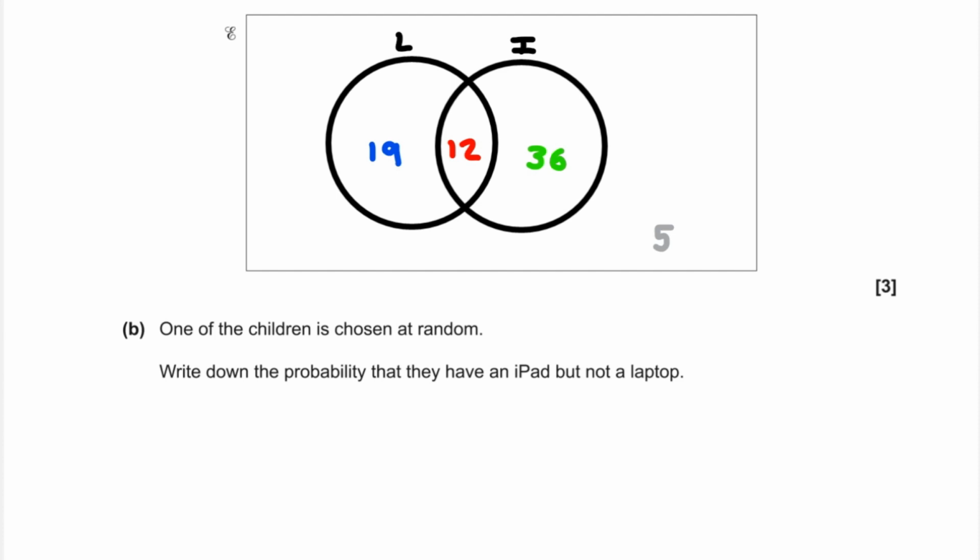Next, one of the children is chosen at random. We have to write down the probability that they have an iPad but not a laptop. So they have an iPad but not a laptop. That's 36 out of a total of 72. So if I work out what this is equal to as a fraction, clearly that's just 1/2. So the probability is 1/2.